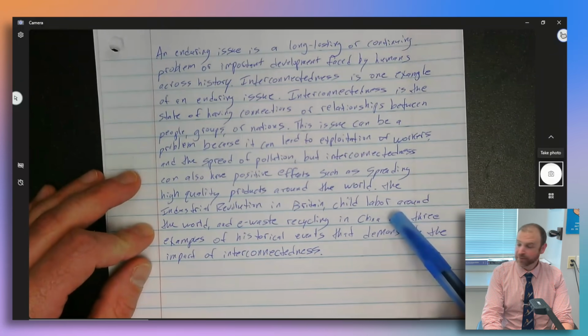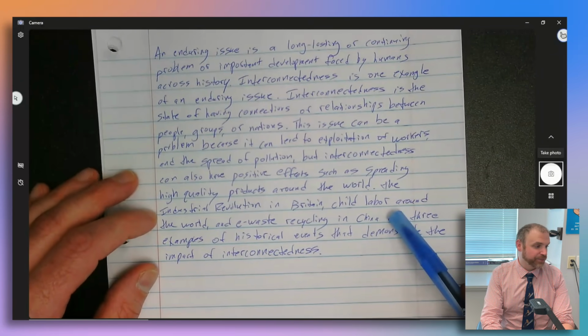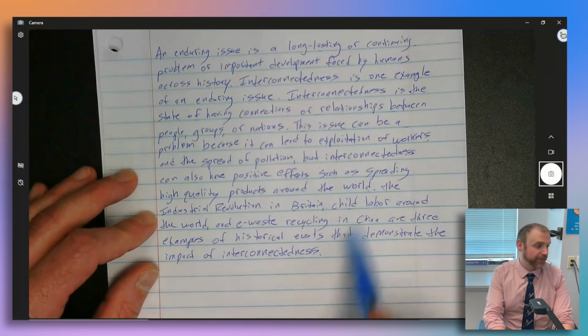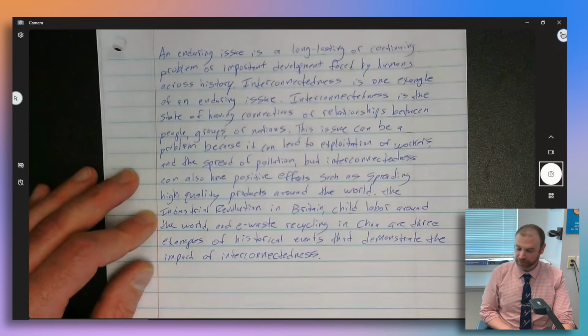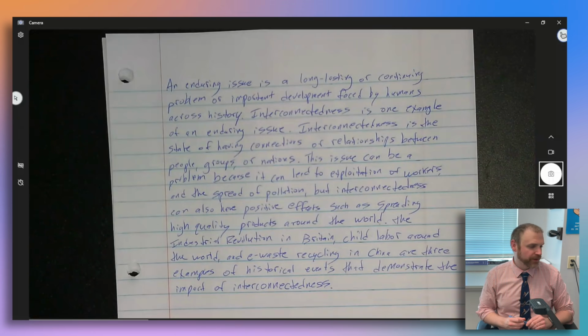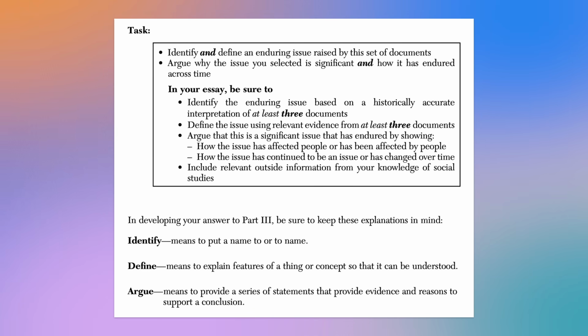Right? I'm arguing that interconnectedness is problematic because it appears in these 3 events. Right? Now I have to spend the rest of my essay basically proving this. So if you set up a good argument in your intro, you don't really need to worry so much about a conclusion paragraph. It's going to be really short, maybe 2 sentences for us when we get there. Okay, but the body paragraphs are important.